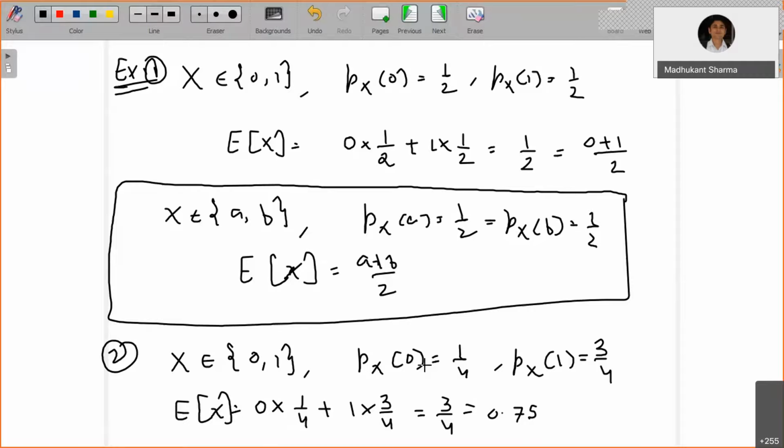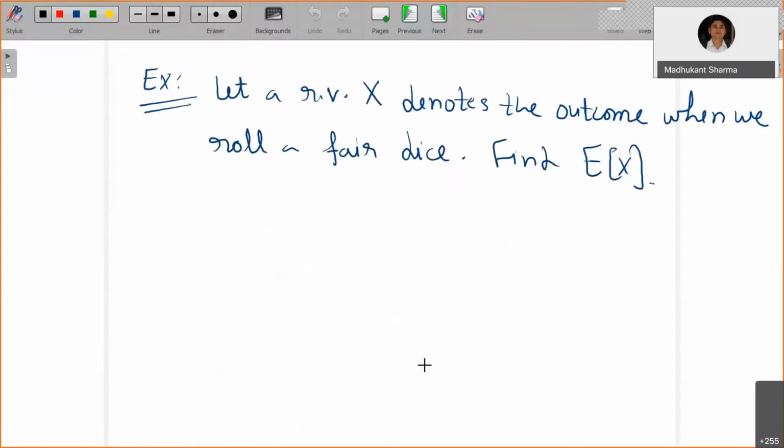I just wanted to mention that you cannot expect the expected value to be one of the values that X assumes. It may be something different, maybe some fractional number, some rational number. Okay, right. Now let's take one example here. Let a random variable X denote the outcome when we roll a pair of dice. So X belongs to the set {1, 2, 3, 4, 5, 6}.